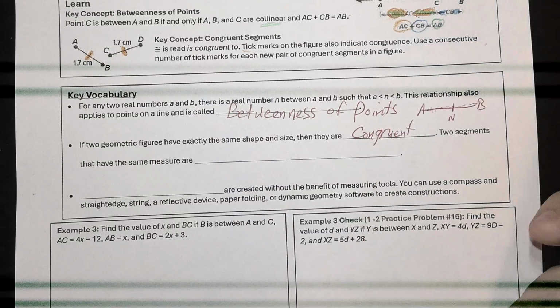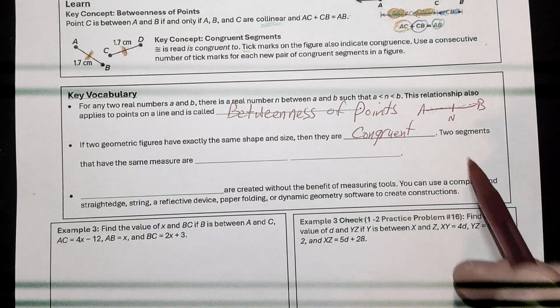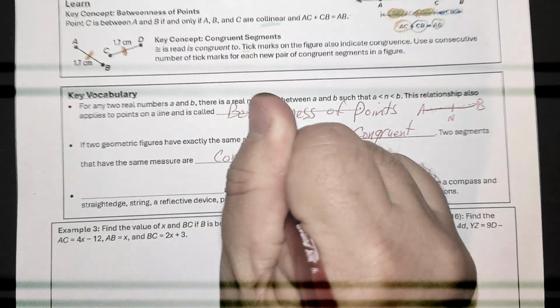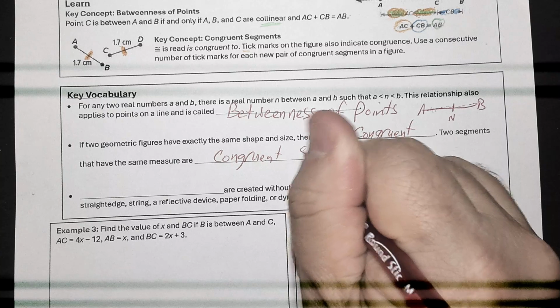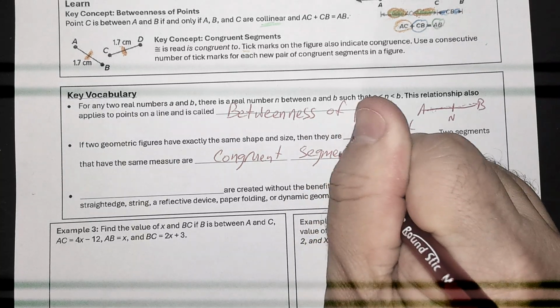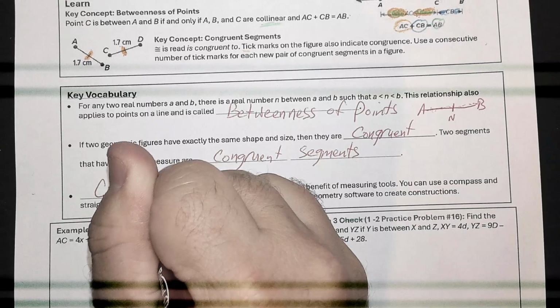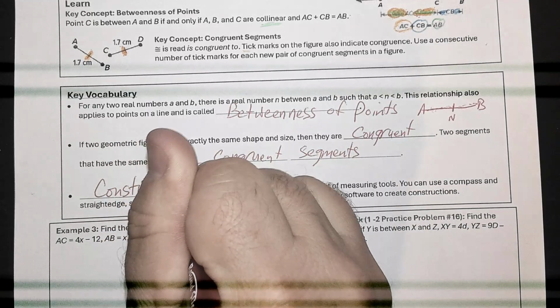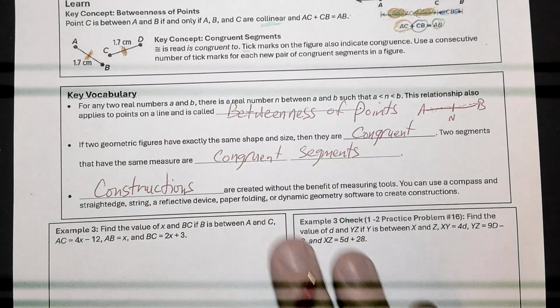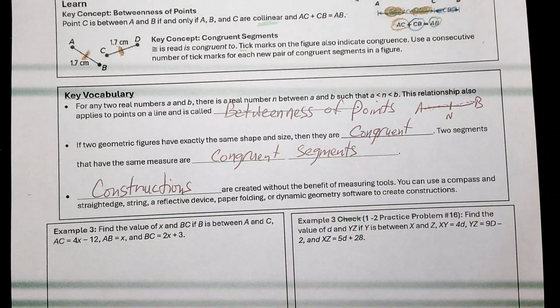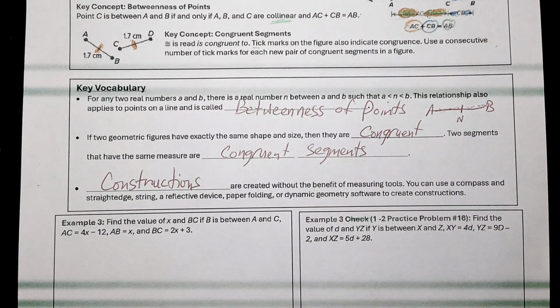Again, remember, congruent means equals. Two segments that have the same measure are going to be called congruent segments. I'm going to go ahead and write the next word because my camera's a little particular. So, two segments have the same measure: congruent segments.